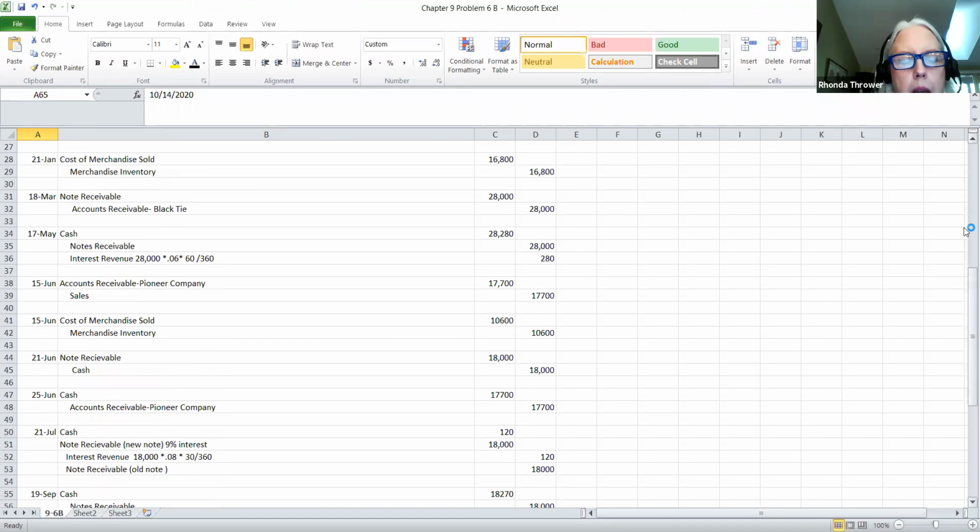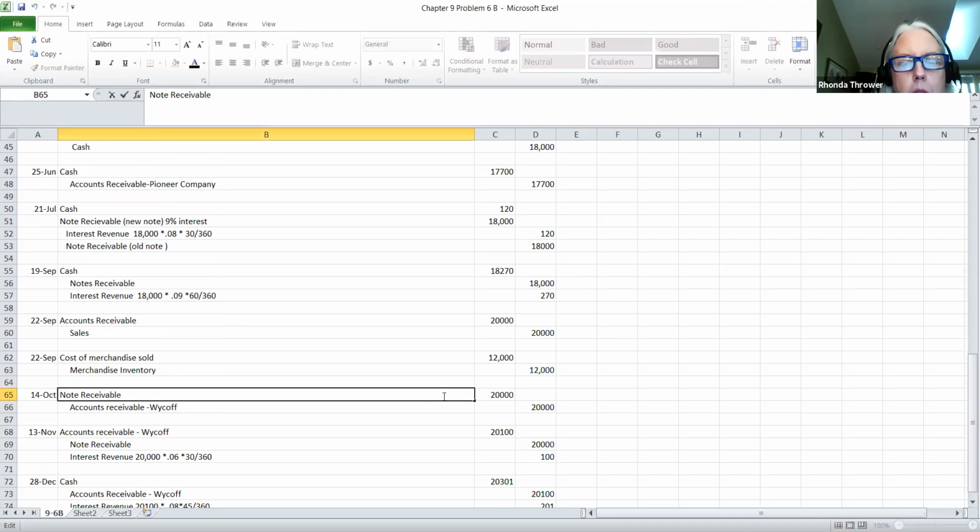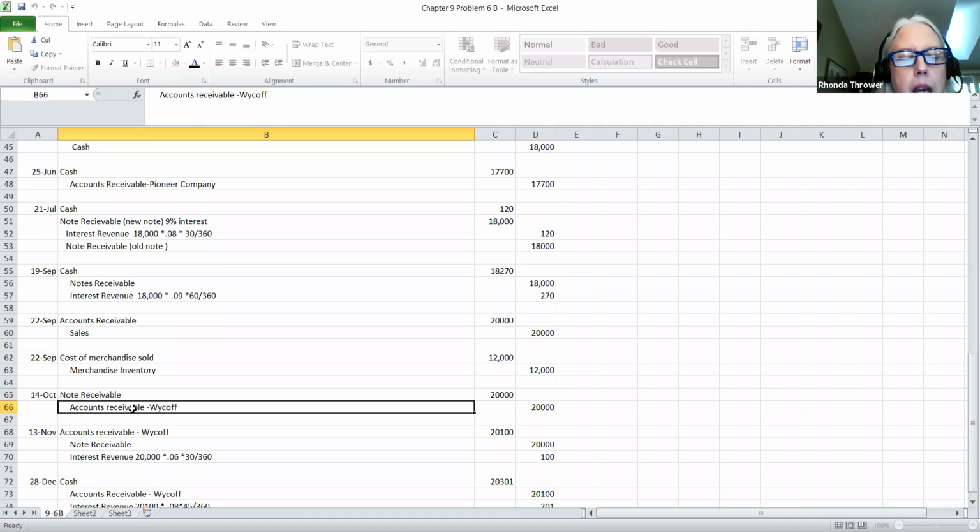So what we have to do is establish a notes receivable on our books in exchange for the accounts receivable. So we debit notes receivable for $20,000. This notes receivable is going to carry interest on it. We've given Wyckoff a little bit longer to pay off what they owed us, but we're going to charge them some interest for that. The accounts receivable to Wyckoff Company is credited because this accounts receivable is going away.